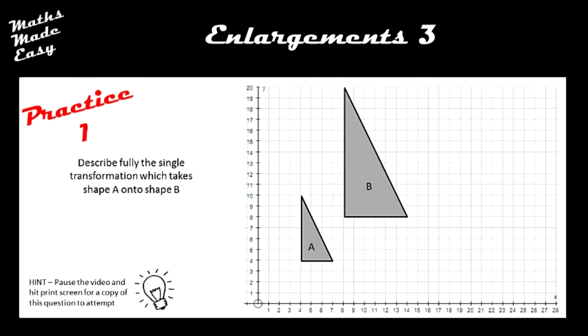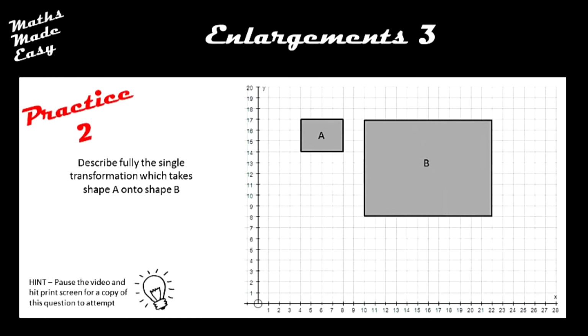Okay, so the single transformation which takes shape A onto shape B, it's an enlargement of scale factor 2, B is twice as big, and if you trace your ray lines back, the centre of enlargement is at 0, 0. Here's a second one for you to practice. Pause the video here, hit play when you're ready to see the full description.